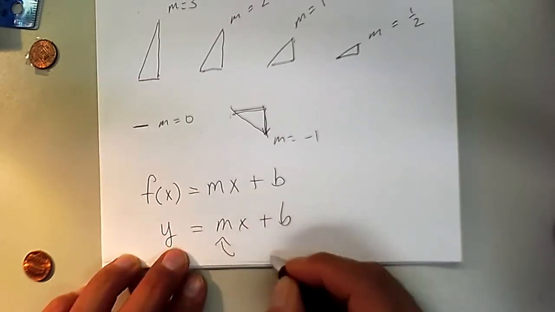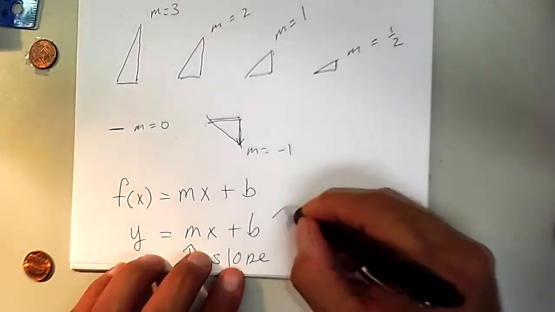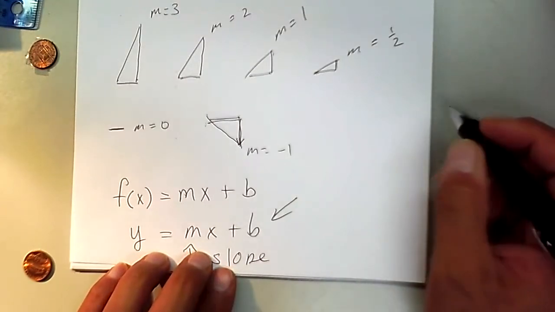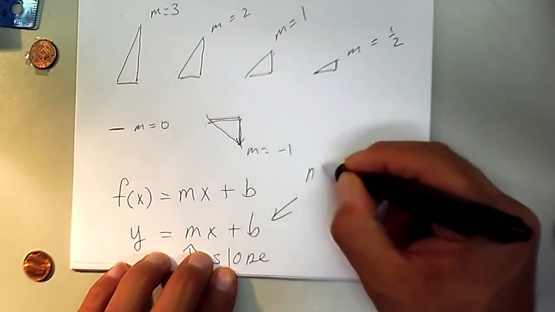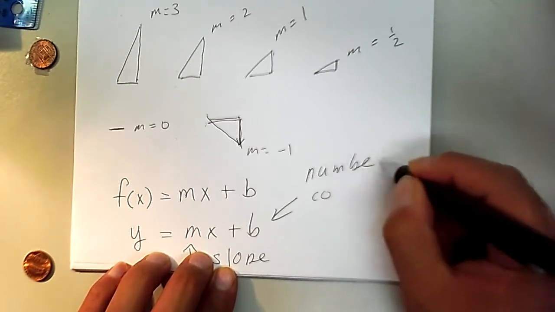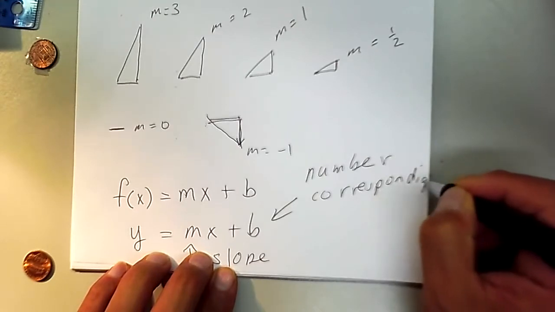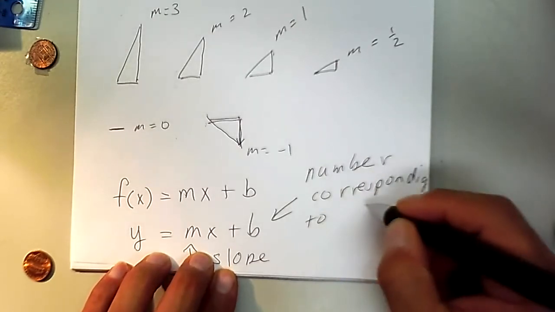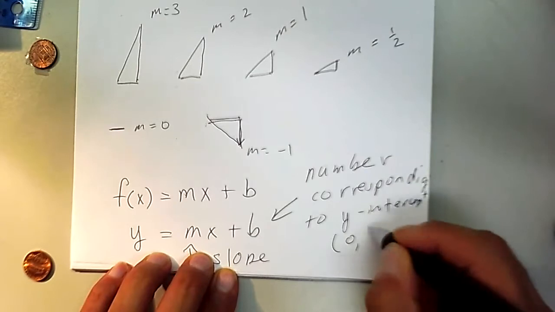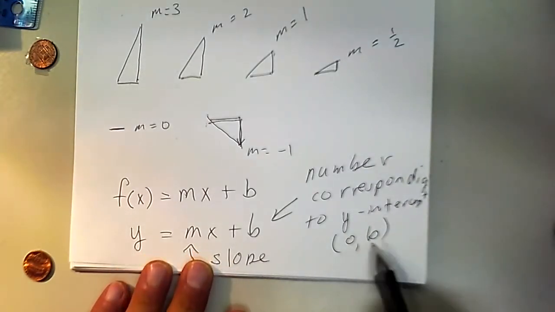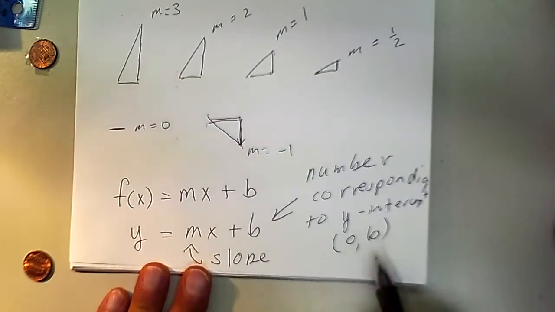So this m represents the slope. And this b is the number used in the y-intercept. So it's the corresponding number for the y-intercept. So the y-intercept is the point (0, b). Be aware that the y-intercept point will have two coordinates, not one coordinate, but two coordinates.